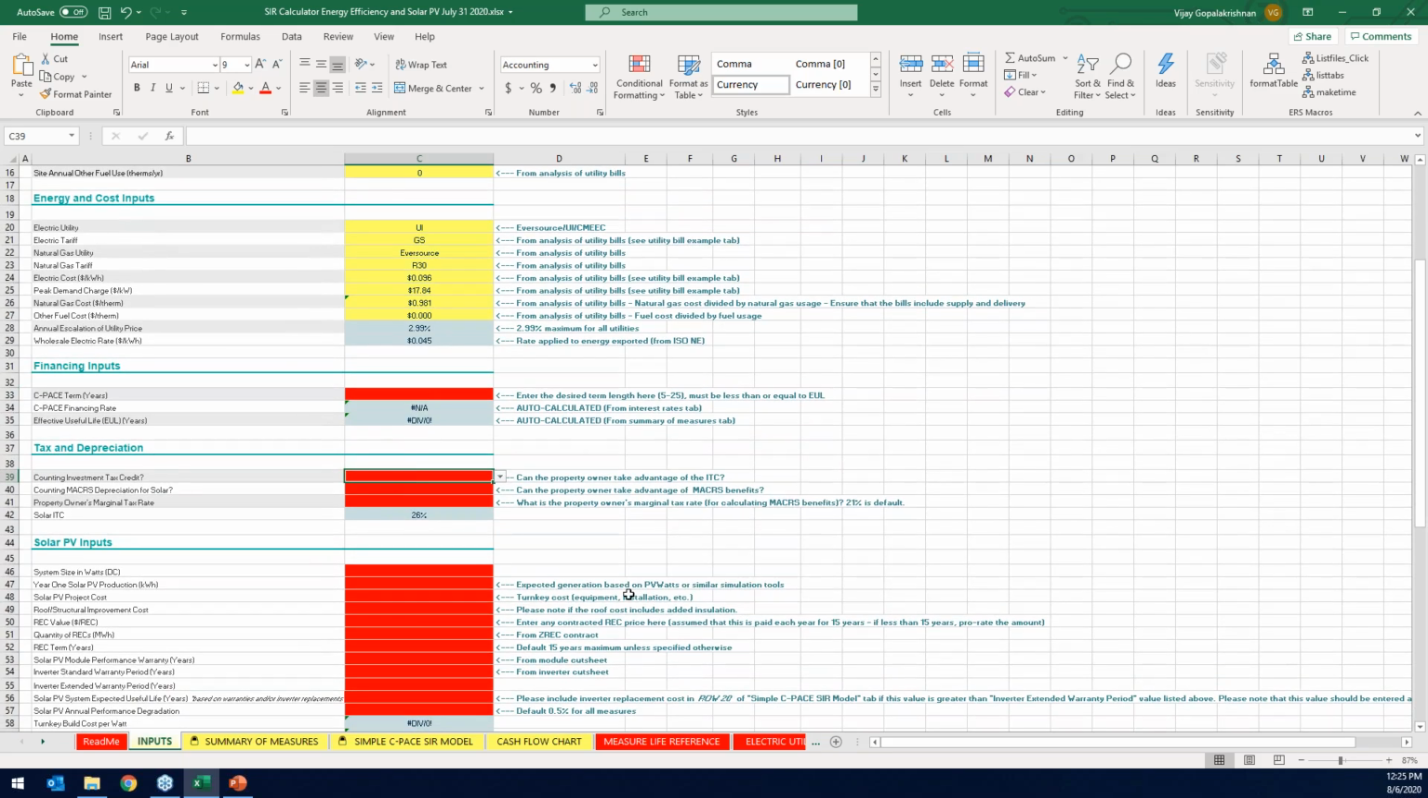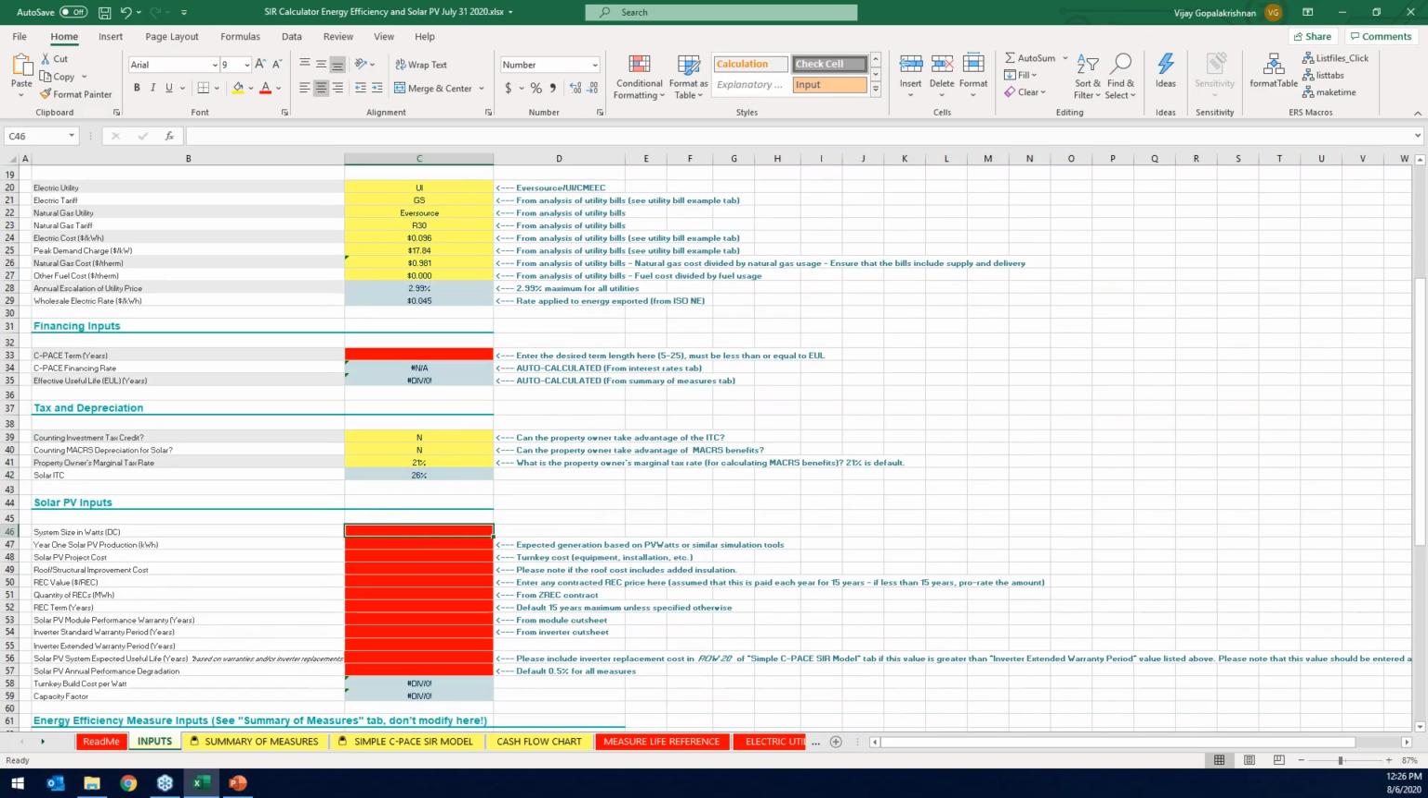In this case, we're not including any solar and we're not including any depreciation credits and things like that for these projects. So there's no ITC, no MACRS depreciation, and the default property owner's marginal tax rate is 21%. That's what we'll enter for now, but because there's no MACRS depreciation, it's really not relevant, but 21% is the default. There's no solar PV measure here, so we're going to just essentially enter zeros across this entire section.